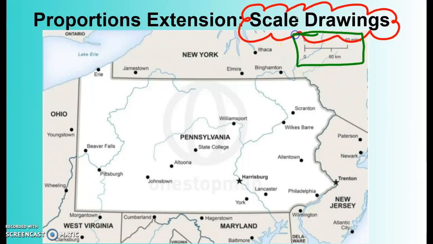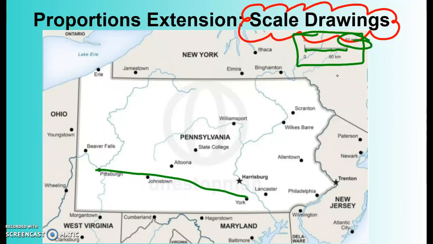All maps have these, and hopefully you've seen them or experienced them in social studies class, but it shows us that this length from here to here, which is about an inch long, is equivalent to 50 miles. So if we started measuring around, we could figure out how far York is from Pittsburgh, for instance, by measuring that distance and then converting it into miles using this scale.